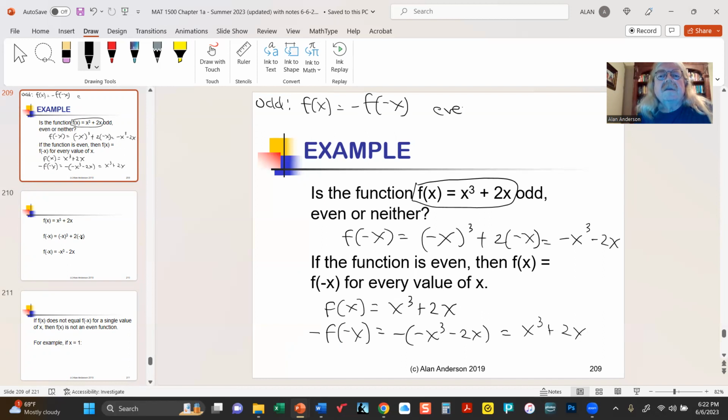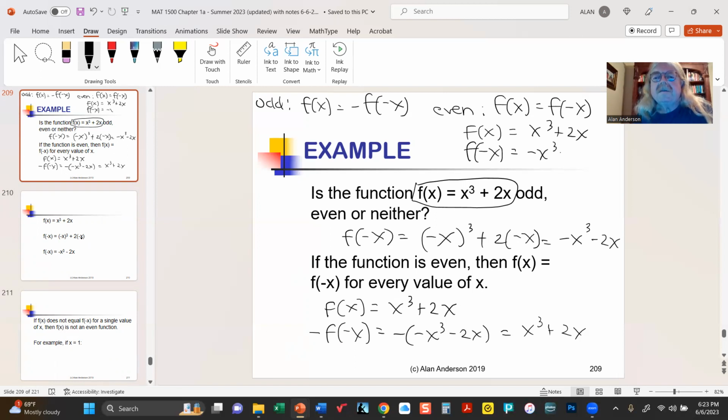Even means... so if you look at this function, you can see that f of x is x cubed plus 2x. F of negative x is minus x cubed minus 2x. So in other words, these are not equal. And that just means that it's not even.